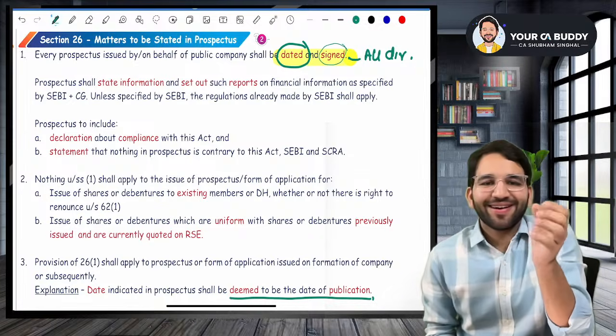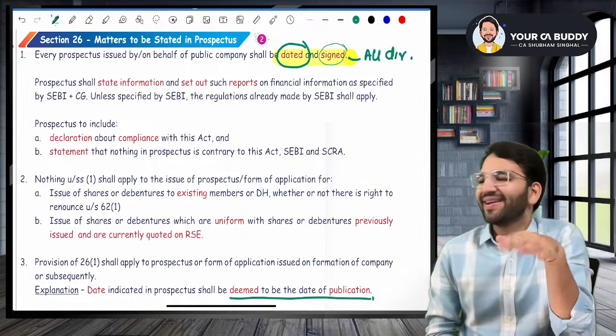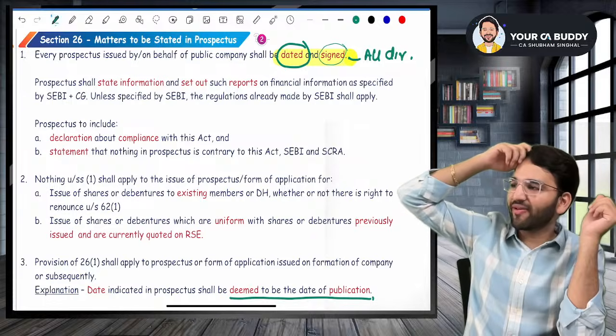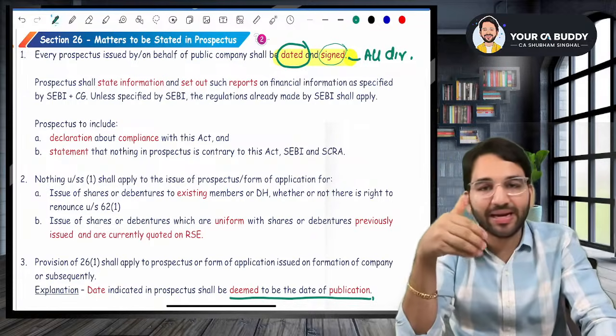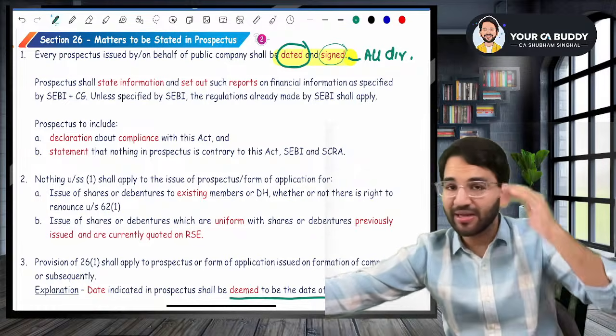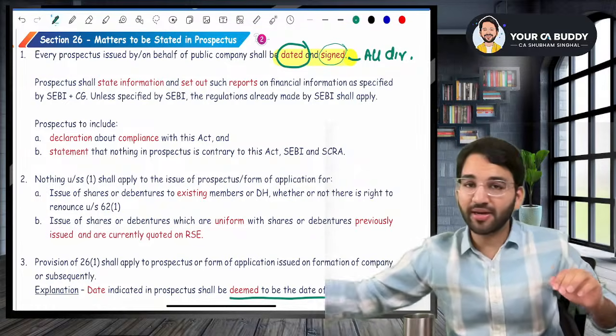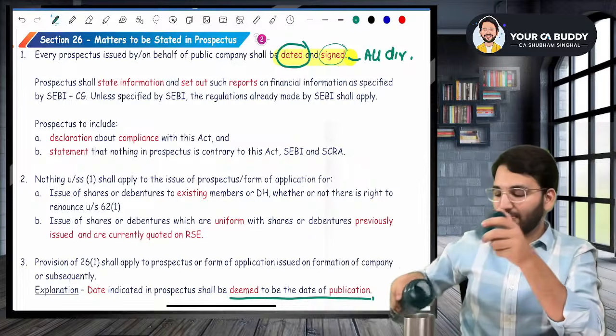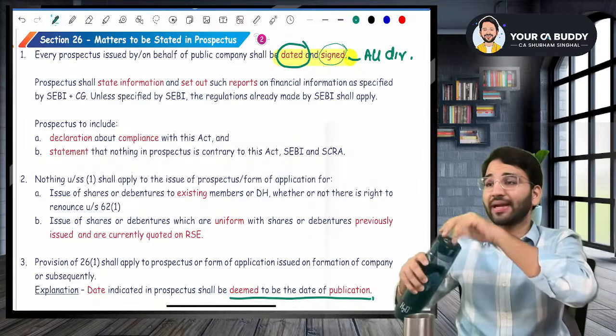Okay. Raja, in English. Listen to me very carefully, guys. Keep participating along with me and keep speaking along with me. The prospectus has to be dated and signed. The date will be the deemed date of the publication, and it has to be signed by all the directors. All the directors have to sign it.